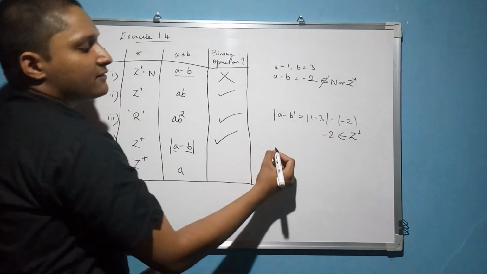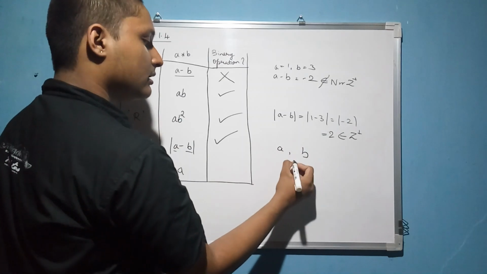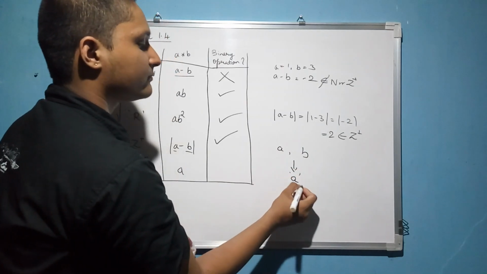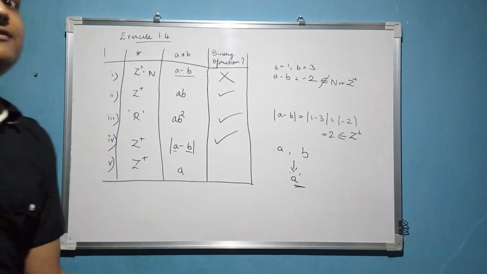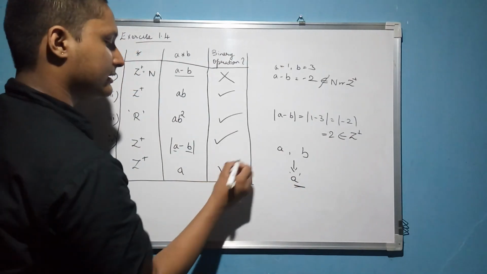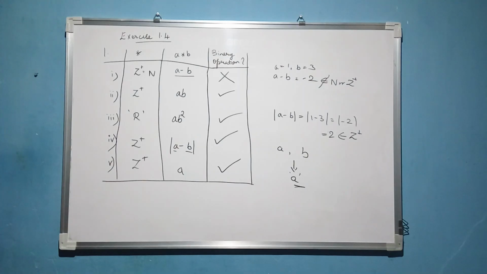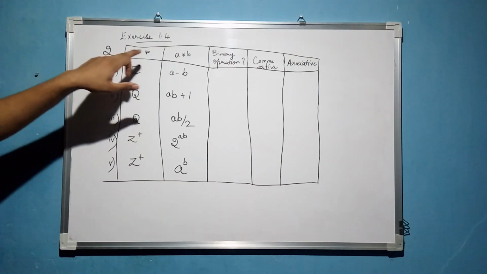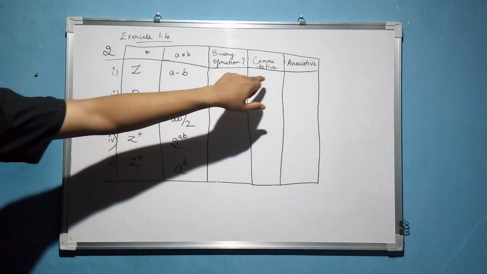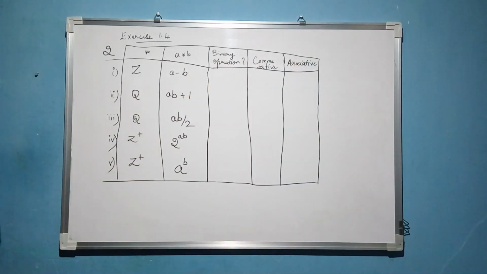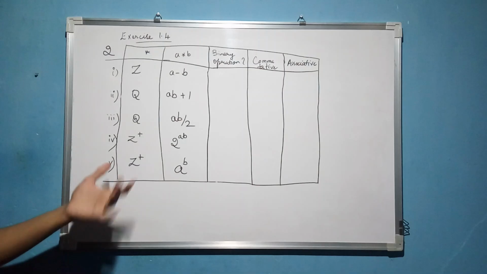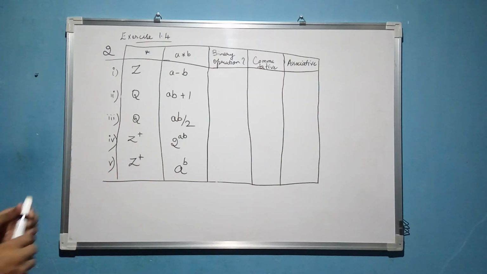If you are given two numbers A and B, after applying the operation, what is the problem in this? It is a binary operation. Now we are going to have the second question. The second question is to check whether it is a binary operation, whether it is commutative, and whether it is associative for the given functions. I have written only the first 5. The sixth one I am going to do in the later part.